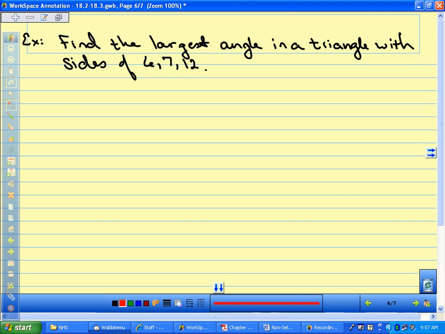Greater than. Greater than. So what's 6 plus 7? Is 13 greater than 12? What's 6 plus 12? Is 18 greater than 7? What's 7 plus 12? Is 19 greater than 6? So can these three sides work as a triangle? Yes. Triangle inequality verifies it. The sum of any two sides has got to be greater than the third. Okay? So what are we going to start off with here again?